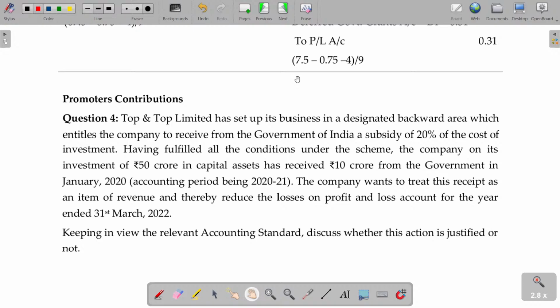Sir, I fulfilled a few conditions, sir. Give me some concession. Okay. Rather than refunding 7.5 lakhs, you just refund 4 lakhs.